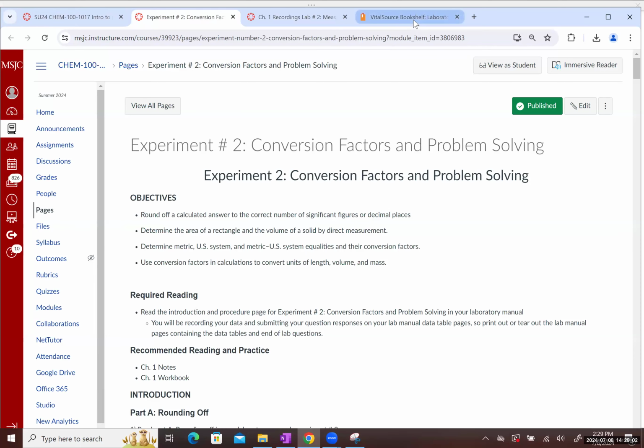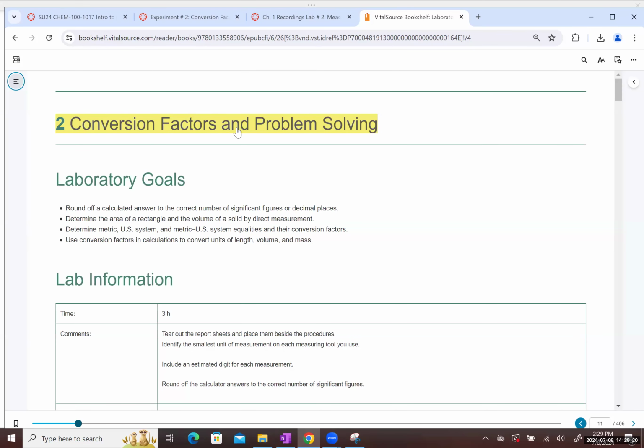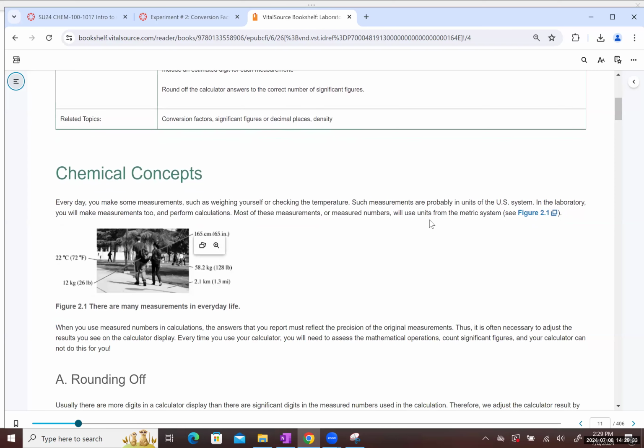Now, in terms of where to find this experiment in your lab manual, if you go to your lab manual, this experiment is titled Experiment 2, Conversion Factors and Problem Solving. The page numbers will vary depending on the edition and whether you have a print or virtual lab manual, but you will see this header for Experiment 2, and this indicates the first page of this experiment. As always, there is a summary of the laboratory, as well as some background information on the chemical concepts covered as part of this experiment.